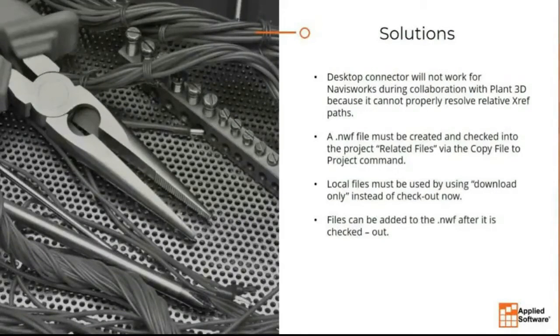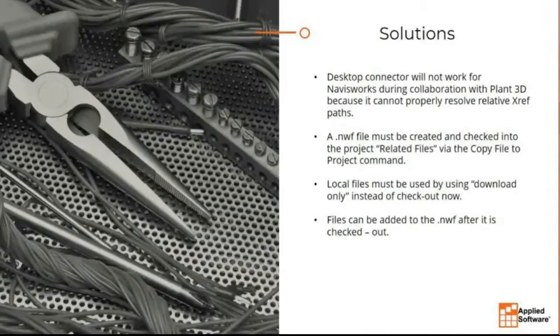Our related files within our Plant 3D project, on BIM 360, everything has to be within the project, right? Typically your Navisworks files are not within the project. They're usually kept in another folder location. So we'll take the NWF and place it within our related files, and then use the copy file to project command. What this does is add it to the project, so then we can check it in and check it out.